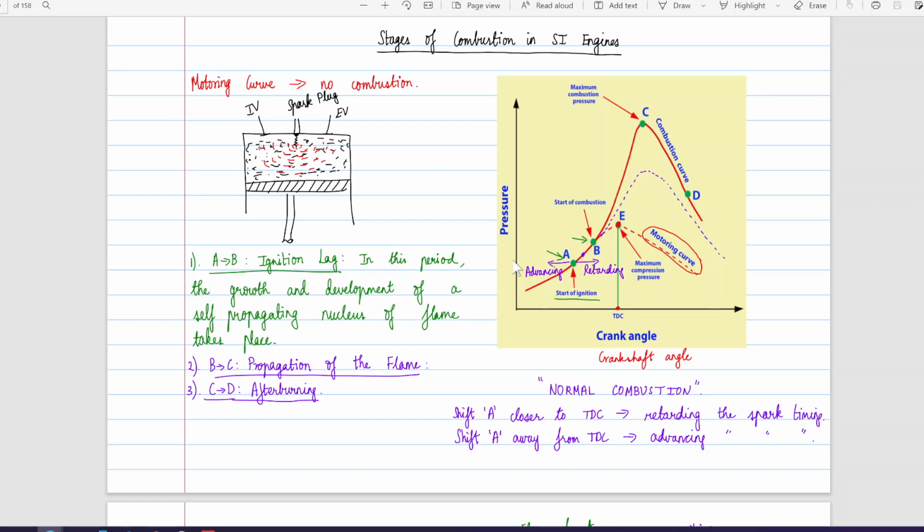What do we mean by that? A spark generates a small nucleus of flame, and it propagates out in the cylinder.